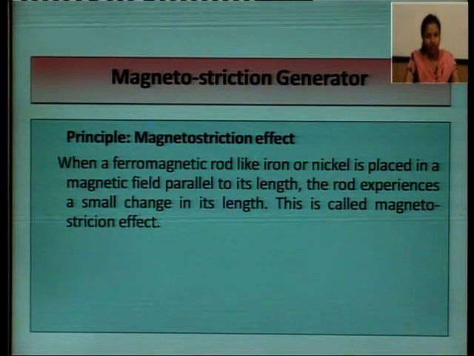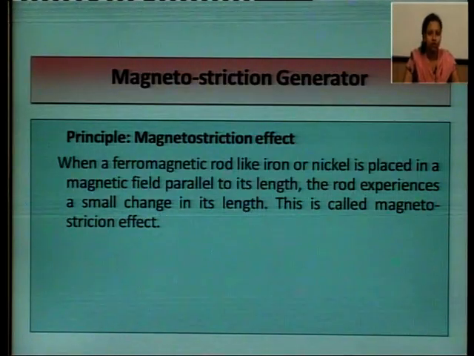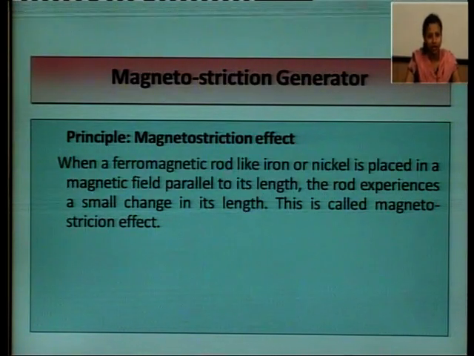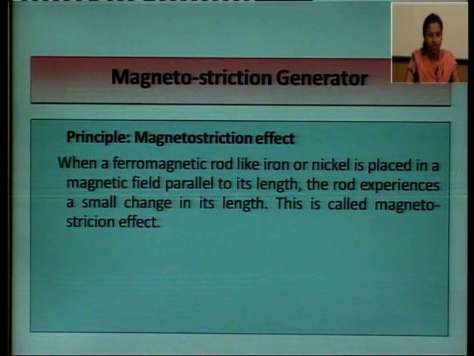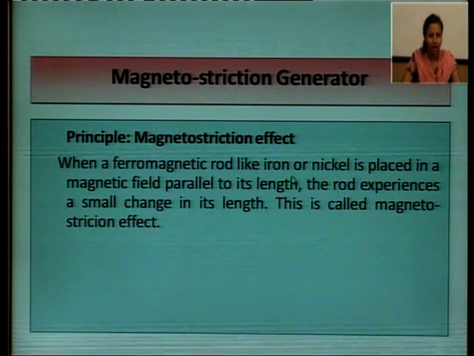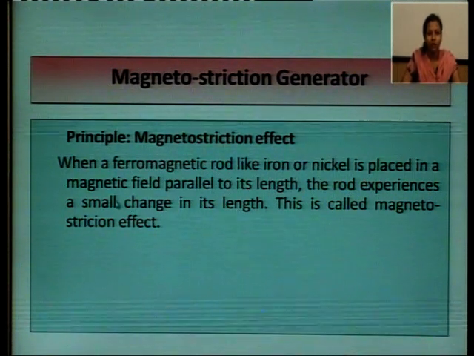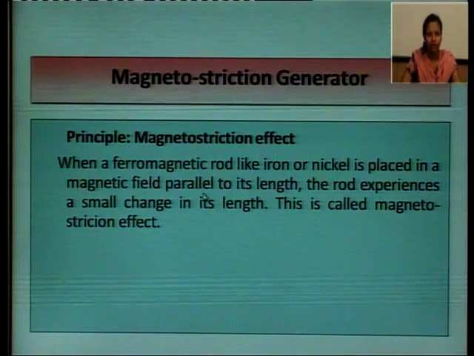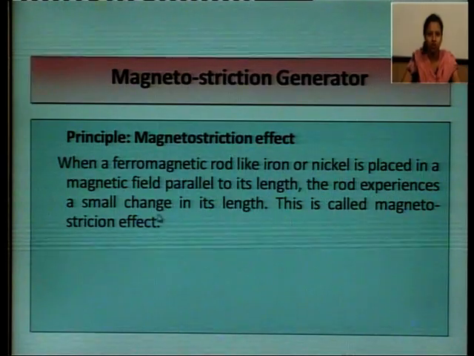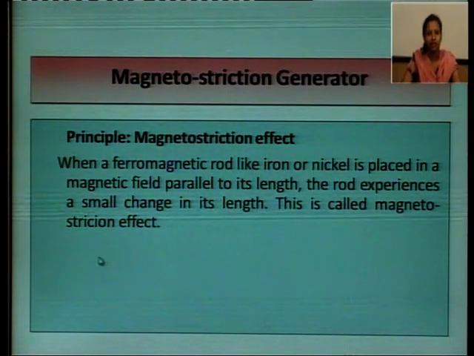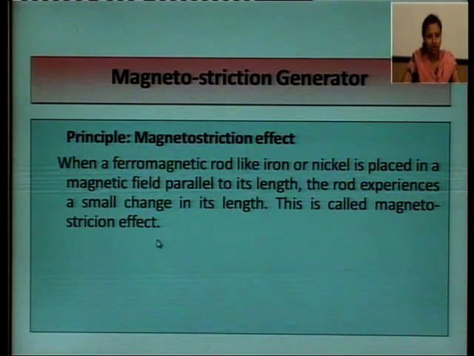First we will discuss the magnetostriction generator or oscillator in detail. What is the basic principle behind it? It is based upon the magnetostriction effect. So what is this effect? When a ferromagnetic rod like iron or nickel is placed in a magnetic field that is parallel to its length, then the rod experiences a small change in its length. This is called the magnetostriction effect.